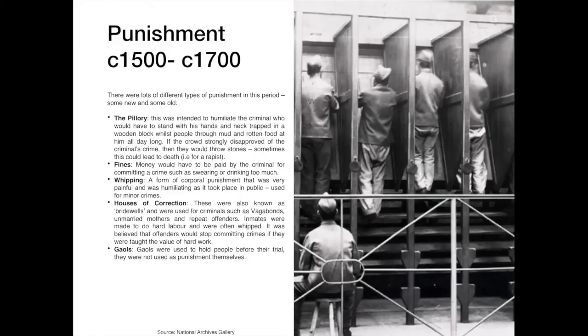There were lots of different types of punishment used in this period, some new and some old. The pillory. This was intended to humiliate the criminal, who would have to stand with his hands and neck trapped in a wooden block whilst people threw mud and rotten food at him all day long. If the crowd strongly disapproved of the criminal's crime, then they would throw stones. Sometimes this could lead to deaths. Example for a rapist.